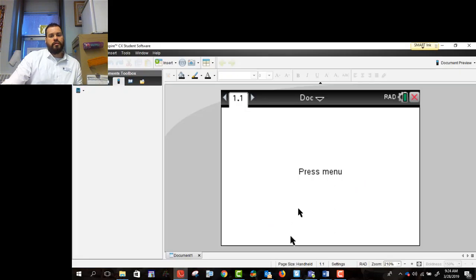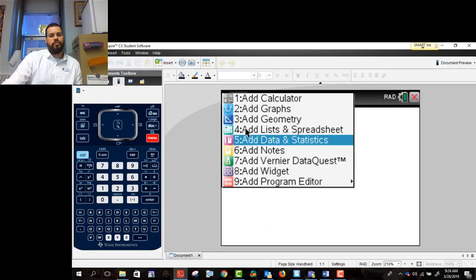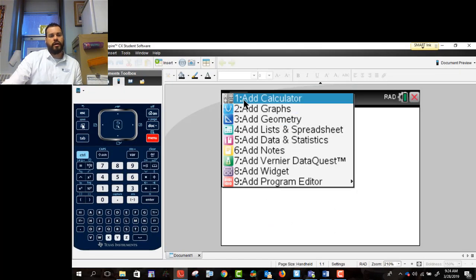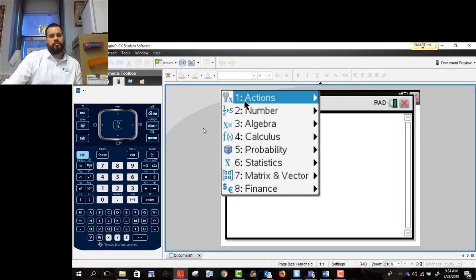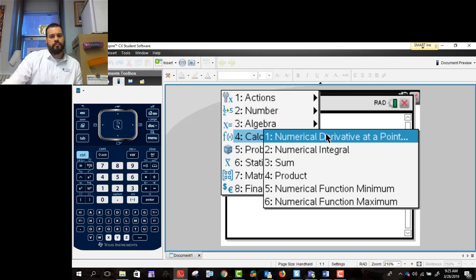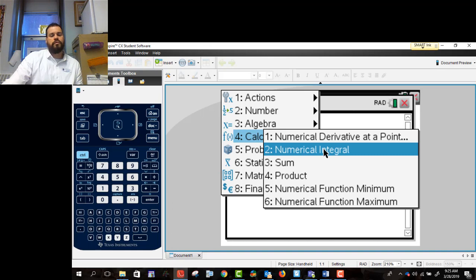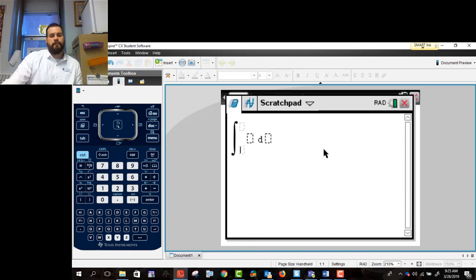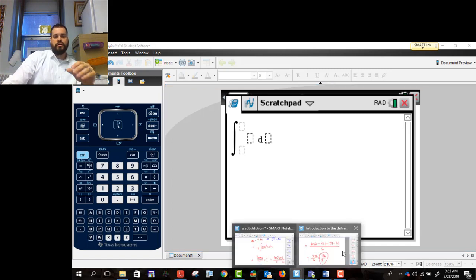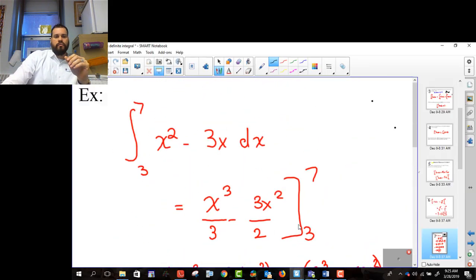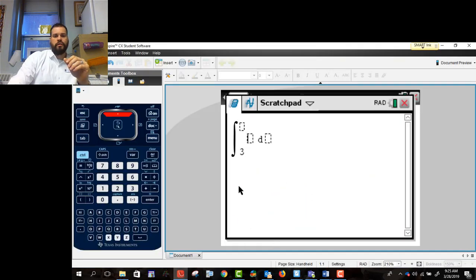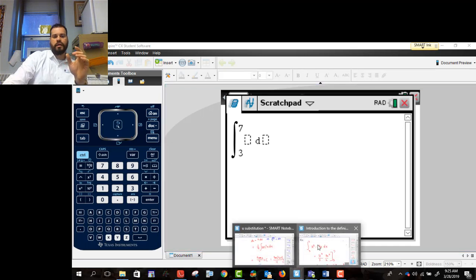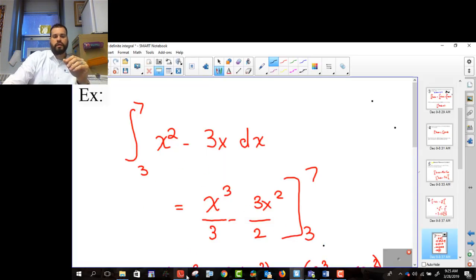Now, if we want to use the calculator, what you do is you just go to your menu. Okay, well, actually, first go to your scratch pad, I guess, because you have to have it. But then go to calculus, and you want a numerical integral. Okay, and it's going to actually show you the format like we have here. So we're going to go from 3 to 7. So we go 3, 7, and then in there we're going to put our integrand. So it's x squared minus 3x.